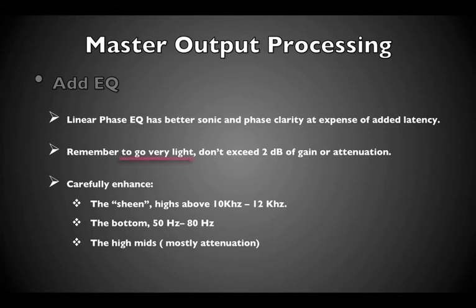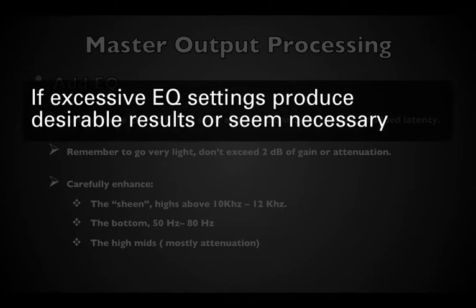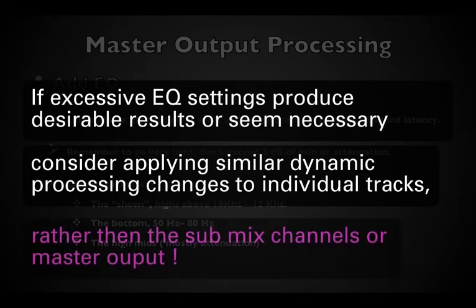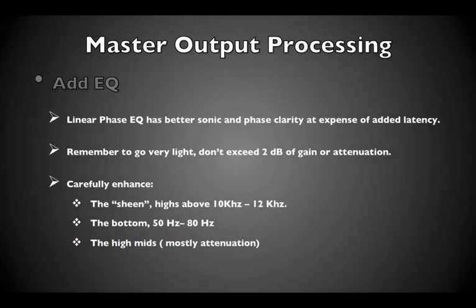Now remember, go light, just like with the compression. There's no need to exceed 2 dB of gain or attenuation on any frequency, and if it is necessary for you to apply that much EQ, then you probably should go back to the individual tracks to find the instruments and frequencies that will get your mix closer to that final result you're looking for, or that you're now achieving through master output EQing.